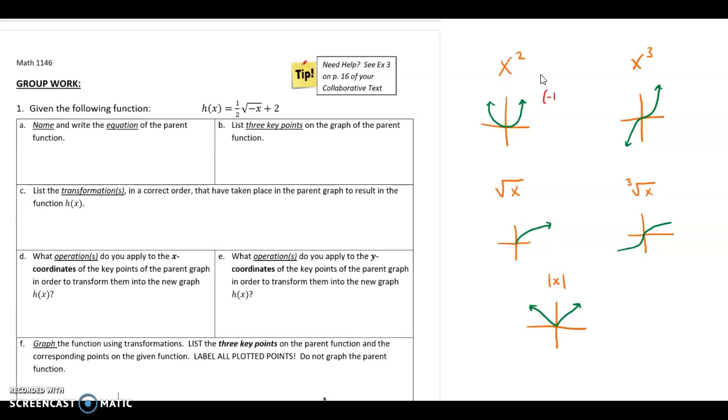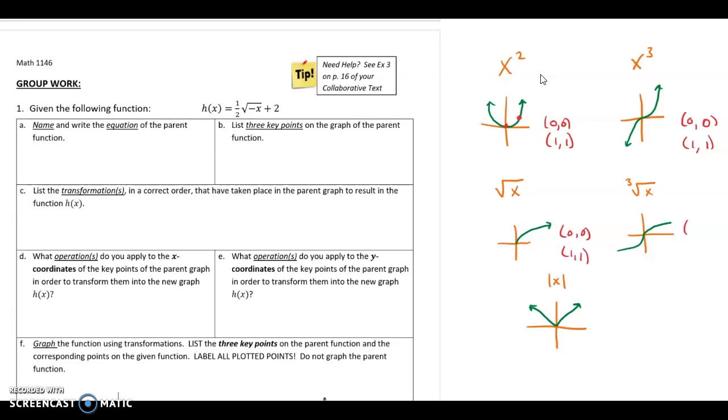So my key points here, on every single one of these graphs, (0, 0) and (1, 1) are going to be key points of this graph. We can see that right here. We're going to have (0, 0). And then again, if we plug that in, 1 squared gives us 1. So that's how we know. So that's going to be a key point of all of these. So you don't really have to guess on those. (0, 0) and (1, 1) are key points of all of these graphs.